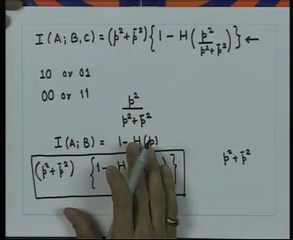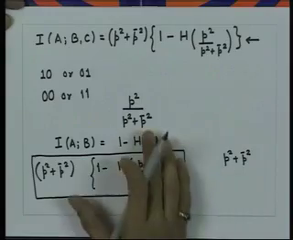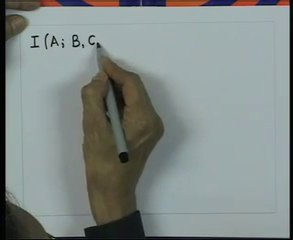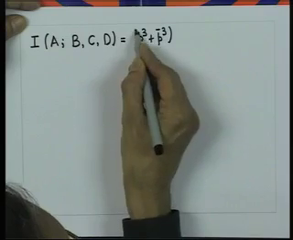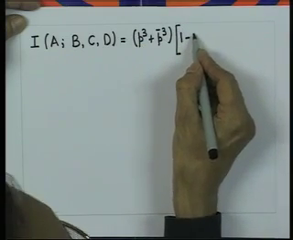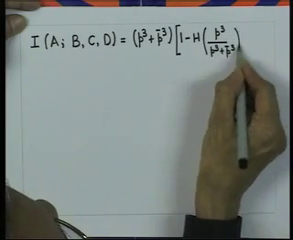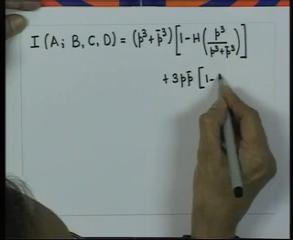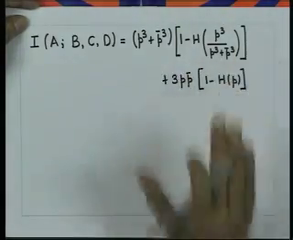Now, we can extend this case of a binary symmetric channel when we have more than a single repetition. For example, if each input produces 3 binary outputs, then we can show that the mutual information of A semicolon B C D is equal to p cube plus p bar cube multiplied by 1 minus h of p cube upon p cube plus p bar cube, plus 3 p p bar times 1 minus h of p. Let us look at the arguments which go into the derivation of this expression.